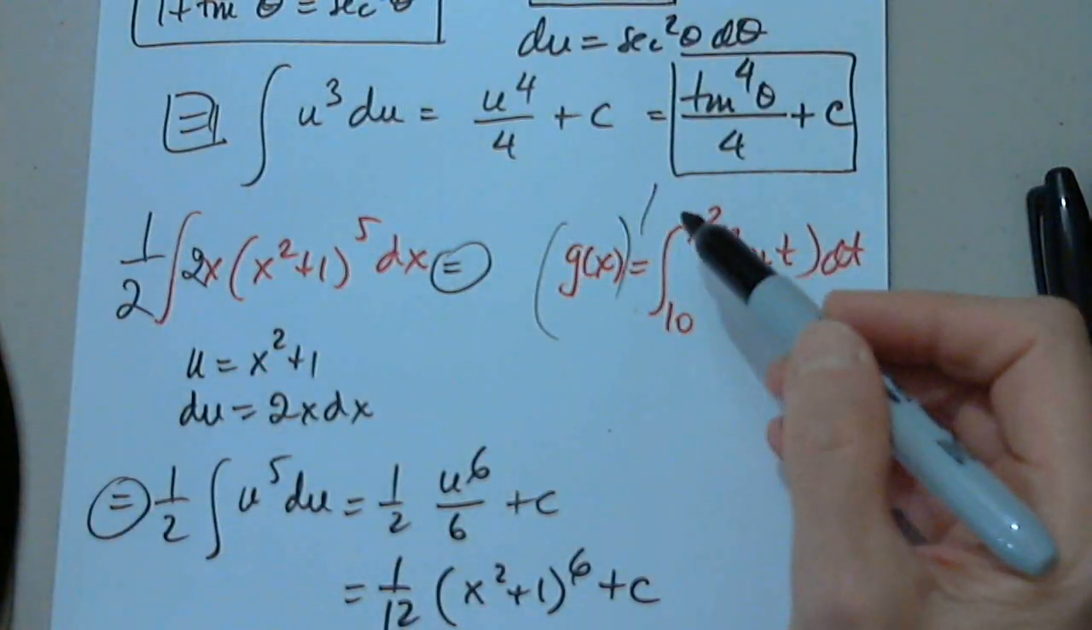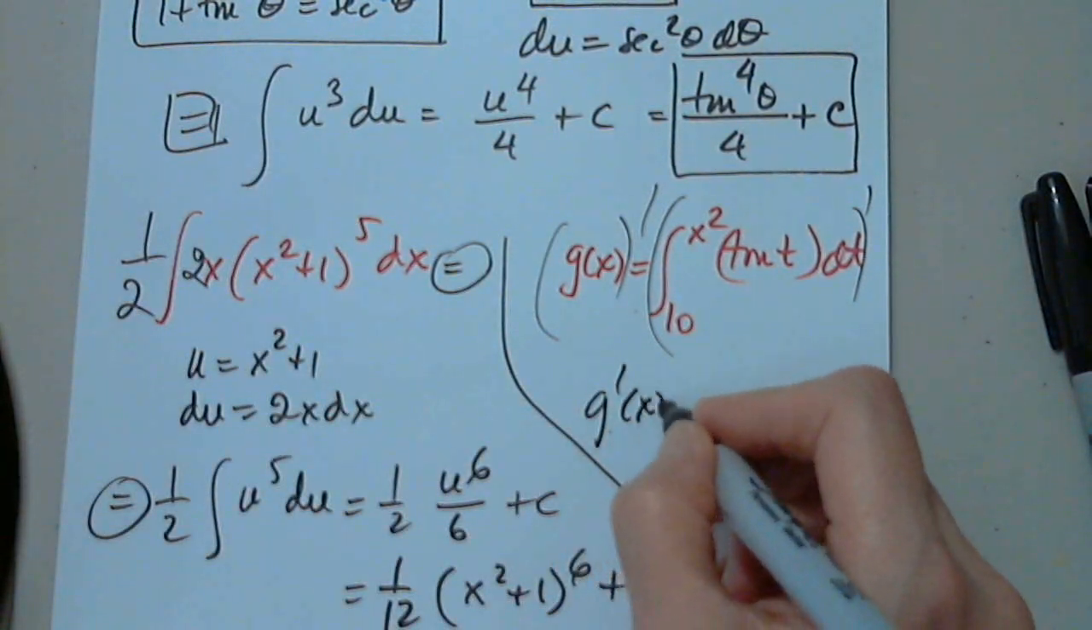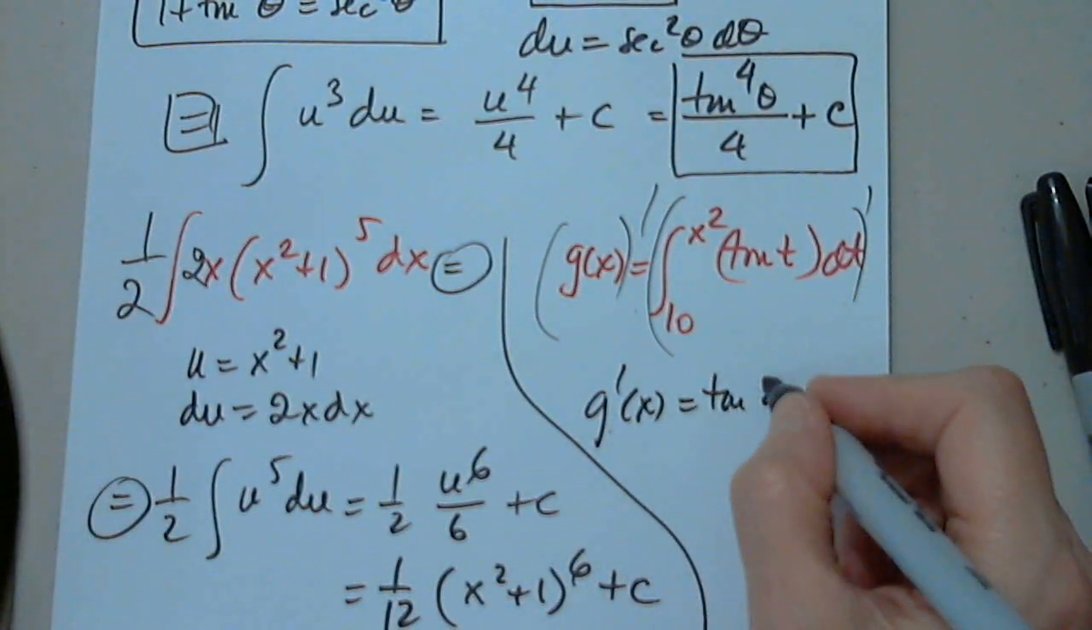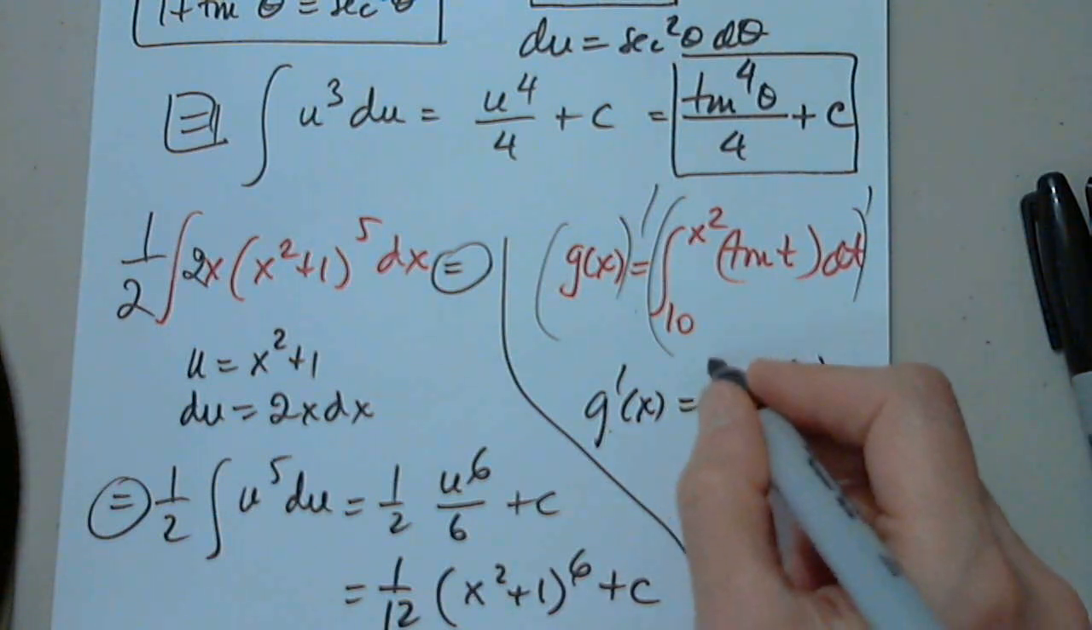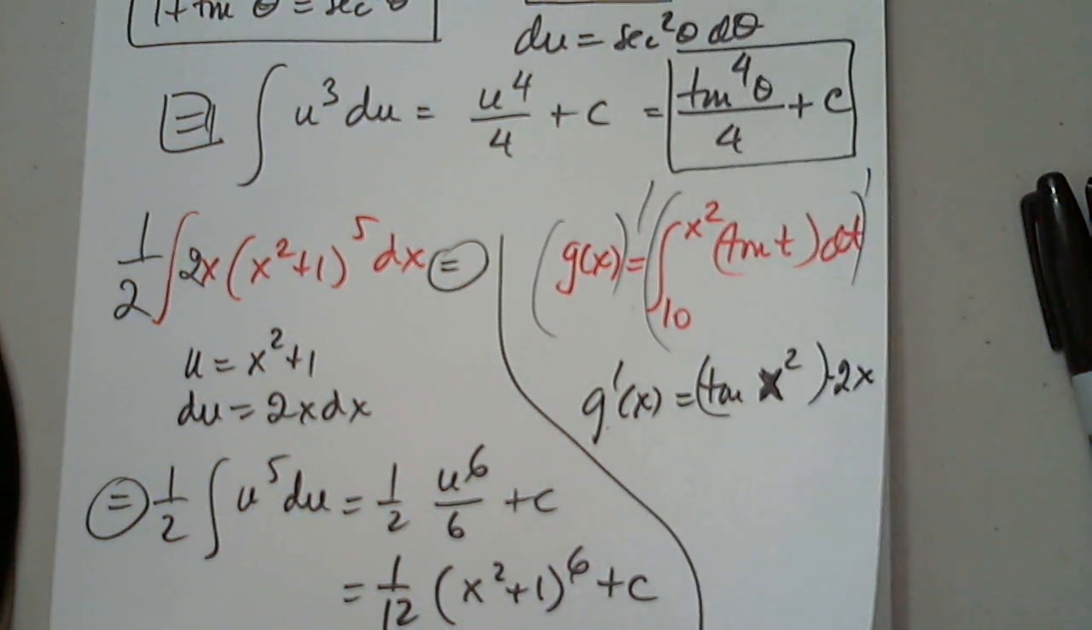And on this side, we only wanted to differentiate. So this is g prime, which is tangent of x squared times the inner function prime. There is nothing else.